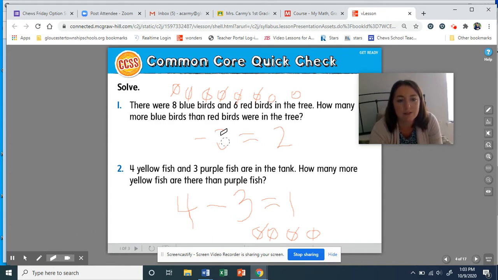Let me erase all this. And you can go ahead and get out your math pages for Chapter 2, Lesson 8.